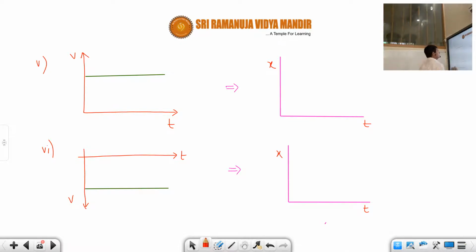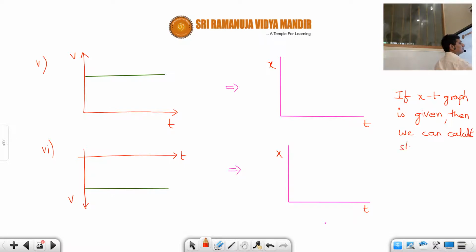Now here you see carefully, we know that if XT graph is given, then we can easily calculate the slope and then draw the VT graph. Now VT graph is given. How to draw XT graph, students?